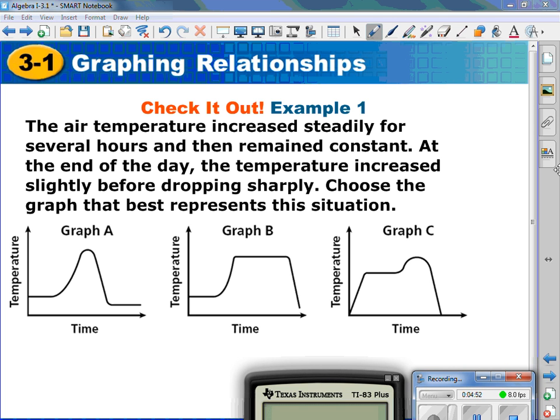C. Because if you look, this one started off constant. Constant is a flat line. It's constant speed. This one went up, then constant, then it increased slightly, then it dropped sharply. This one is graph C. Good.